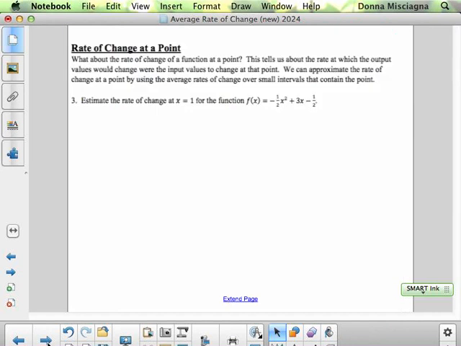It's like a slope that's increasing. All right, let's do one that doesn't have any context to it, just with an equation. What about the rate of change of a function at a point? This tells us about the rate at which the output values would change were the input values to change at that point. We can approximate the rate of change at a point by using the average rates of change over small intervals that contain the point.